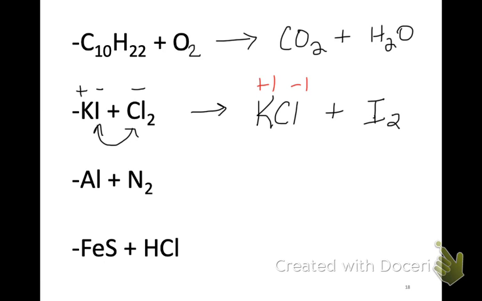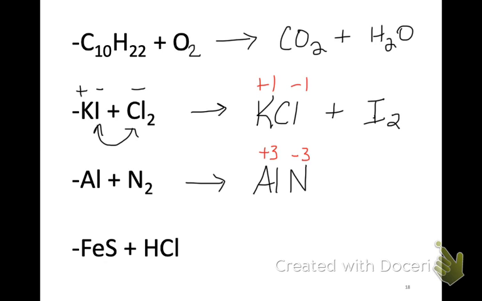In our third example, we have aluminum and nitrogen. Both are single elements, so the only option is for them to combine into one compound. This is a synthesis reaction. So I have AlN. Now we need to check that it's a neutral compound. Aluminum is a +3 and nitrogen is a -3. So AlN is indeed a neutral compound.